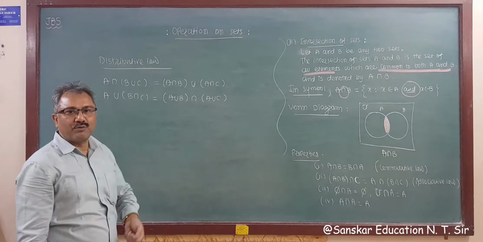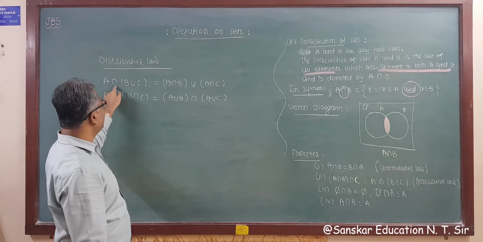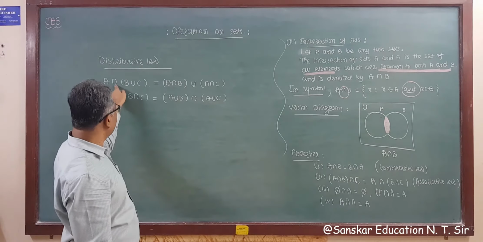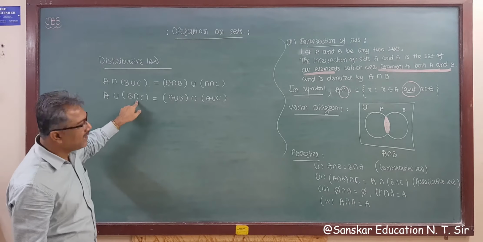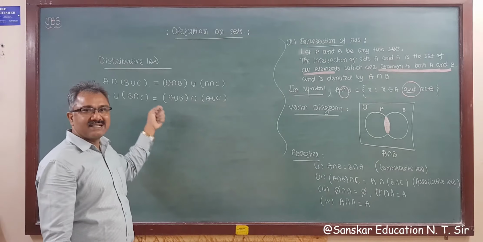These are the two distributive laws, right? This is distribution of intersection over union. And this is distribution of union over intersection, right?